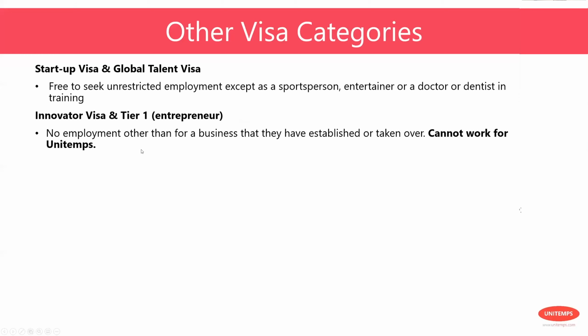But then on the other end of the scale, you've got something like an innovator visa or a tier 1 entrepreneur visa. Those visas say no employment other than for a business that the visa holder has established or taken over. The visa holder has not established or taken over Unitemps, so they cannot work for us. You very occasionally will see candidates try to work under these types of visas, but they're not allowed to, or at least not allowed to work for us.